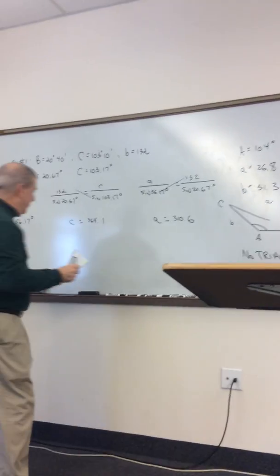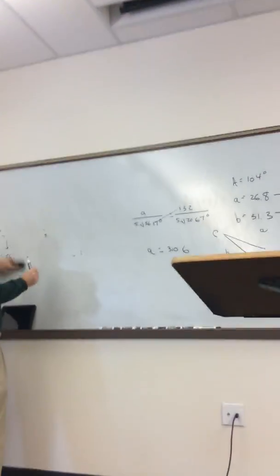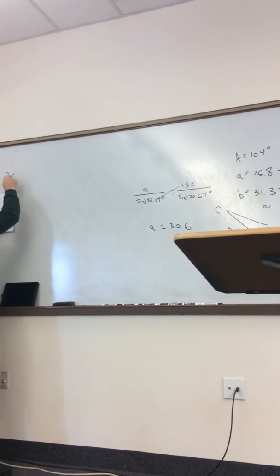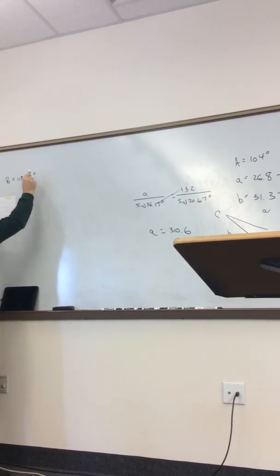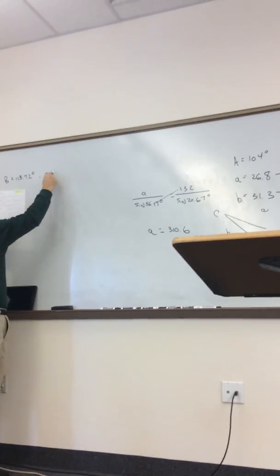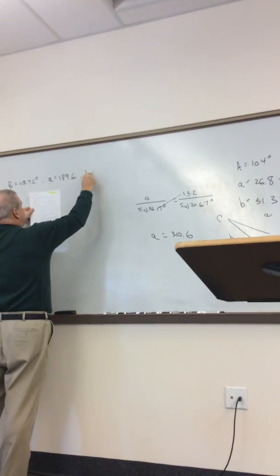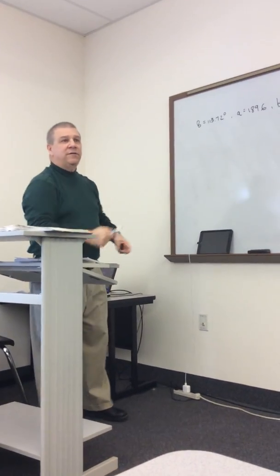Now, look at example 2. And then I'm done after this. Now you're going to write right on the handout. B is 113.72 degrees. Side A is 189.6, and side B is 243.8. Okay, this ain't gonna take long.